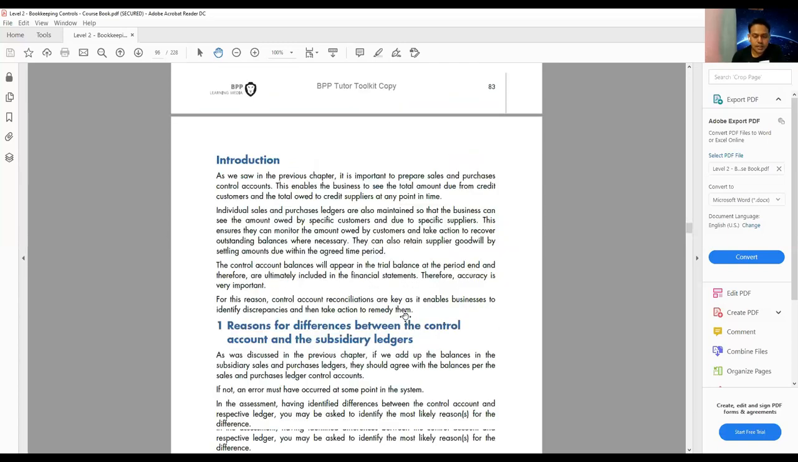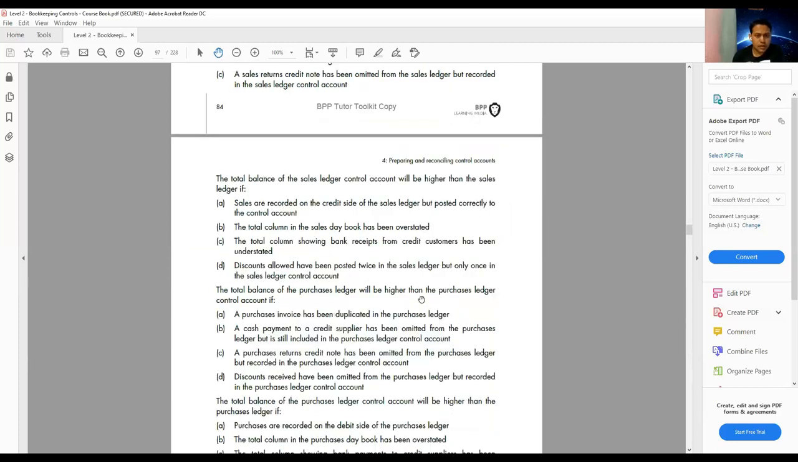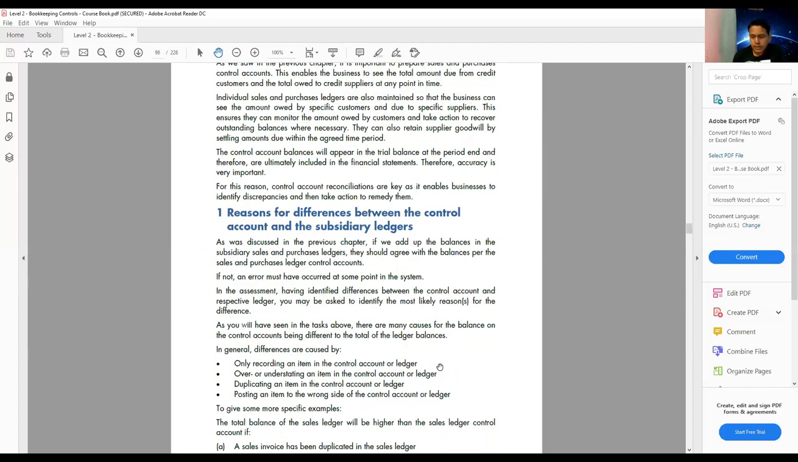You already talked about the control account. So all of you need to read this topic very well: the reason for the difference between the control account and the subsidiary ledger. Very important, because in the exam, this reason will give you a headache. But I'm telling you, don't do it at the beginning.